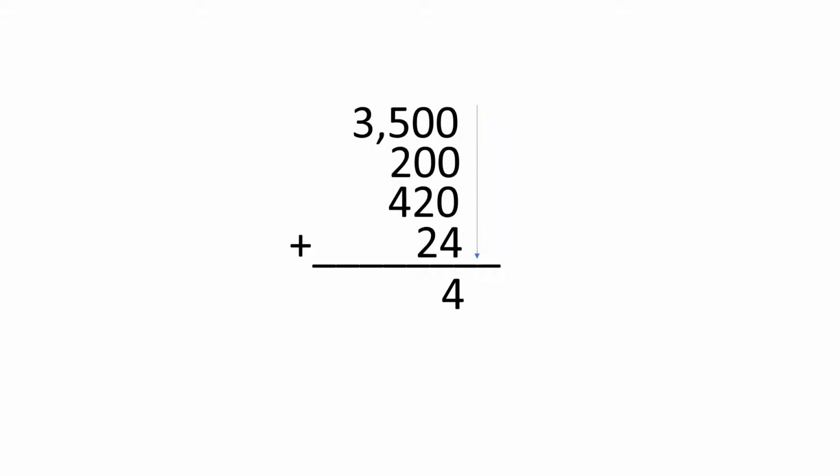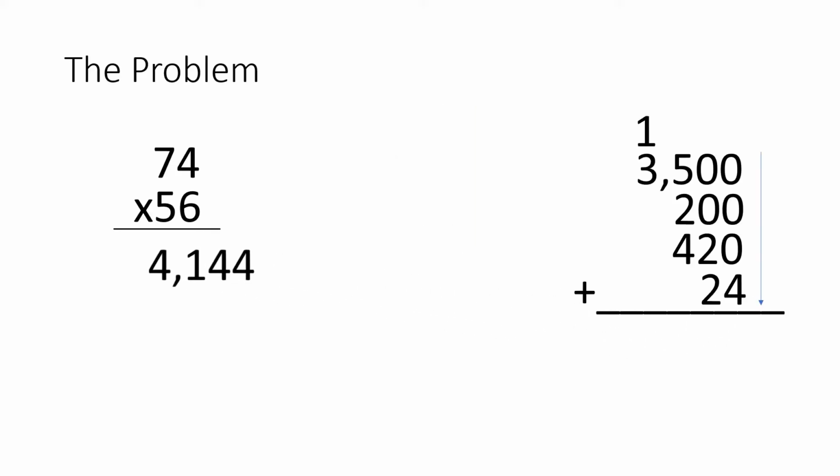Starting adding in the ones place, 0 plus 0 plus 0 plus 4 is 4. Next place, 0 plus 0 plus 2 plus 2 is 4. Again, you could almost just ignore the zeros. 5 plus 2 plus 4 is 11. 1 down, you've got to carry the 1 up to the thousands place. And 3 plus 1 is 4. 4,144. And so we take that answer, and that is the answer to 74 times 56 using the area model.